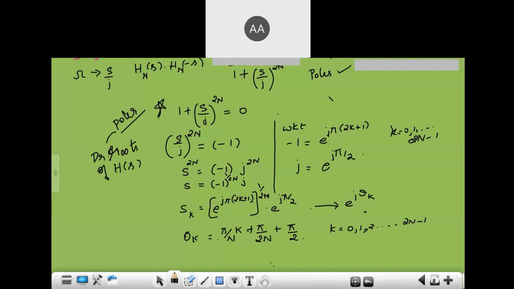Because the numerator term is 1, there are no zeros in the equation. All you have is poles. How will you find the poles? You equate the denominator terms to 0 and you find out the roots.